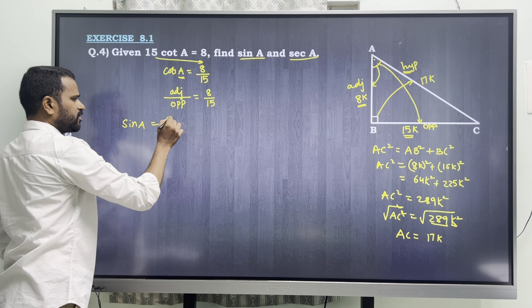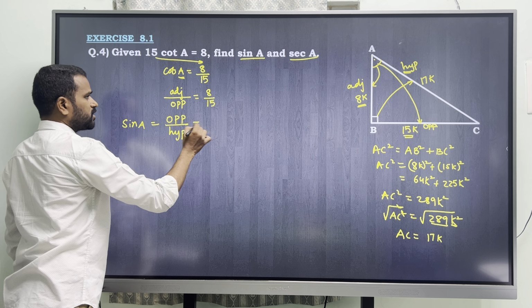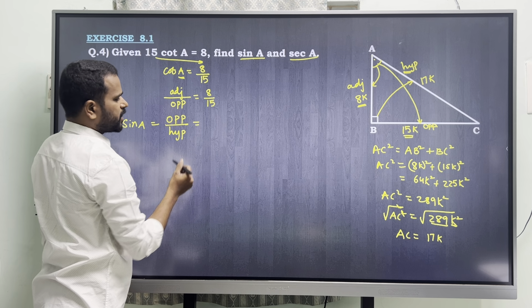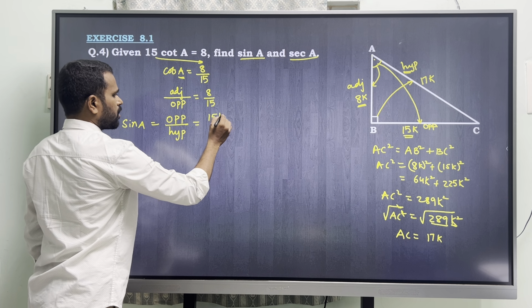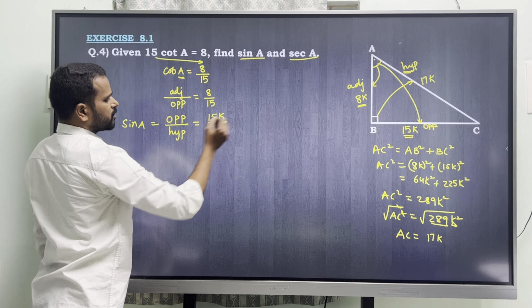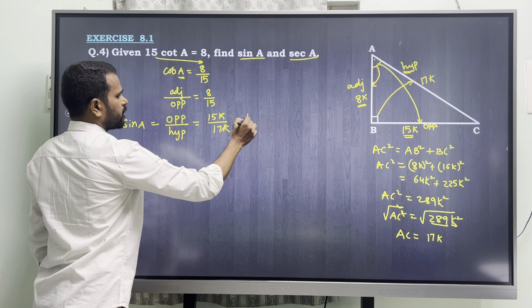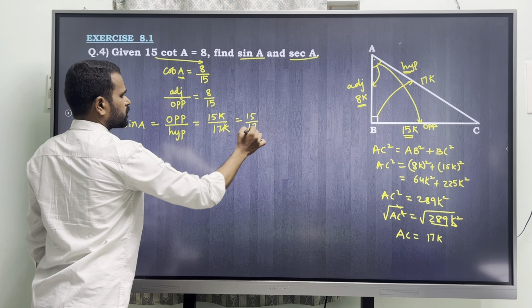Okay. Now let us find sin A, the trigonometric ratio, sin of angle A. The definition of sin A is opposite side by hypotenuse. So what is the opposite side? The opposite side is 15k by hypotenuse 17k. So this becomes 15 upon 17.